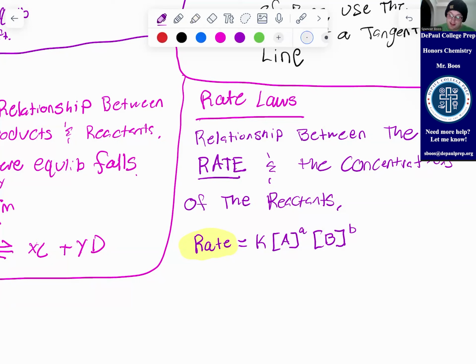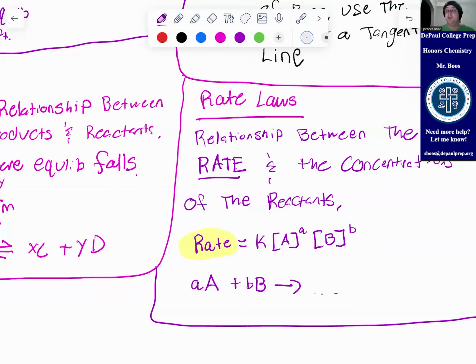So in this case, let's say we have a little a plus b, a little b, and this yields whatever, right? That's how you get your coefficients and your exponents as well. I hope that illustrated the difference for rate laws and equilibrium as well. We did temperature with Le Chatelier's principle.